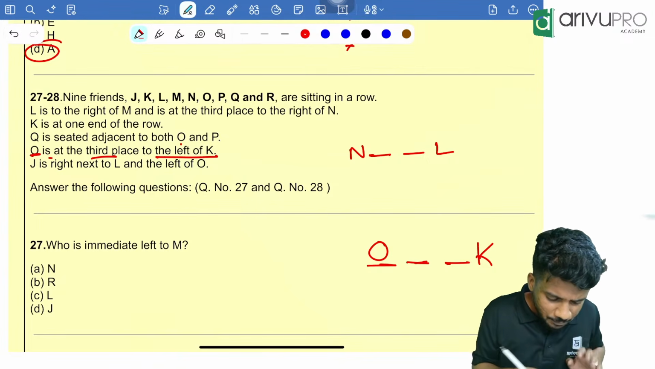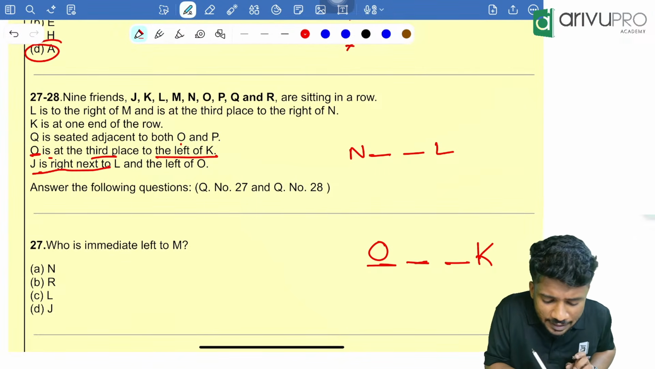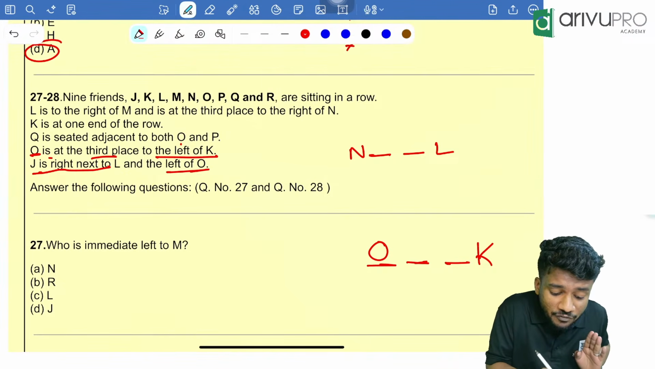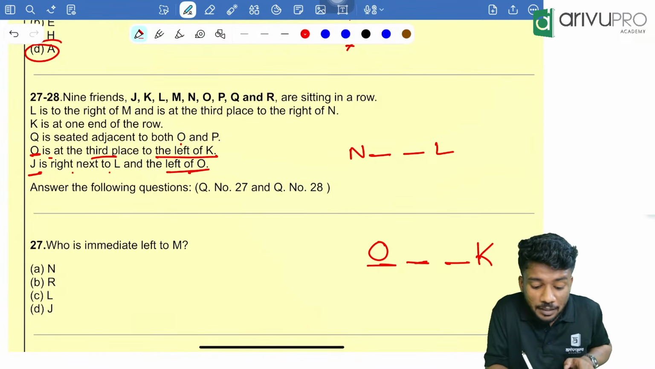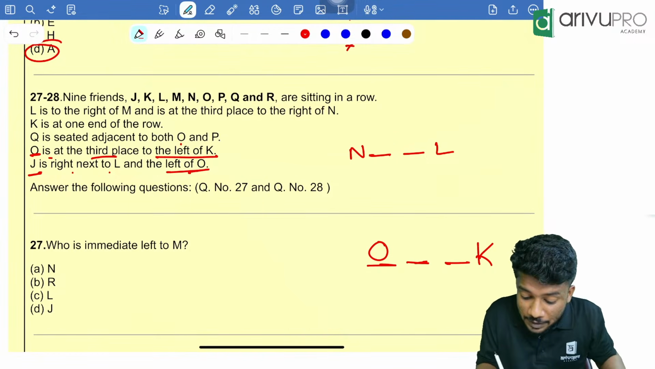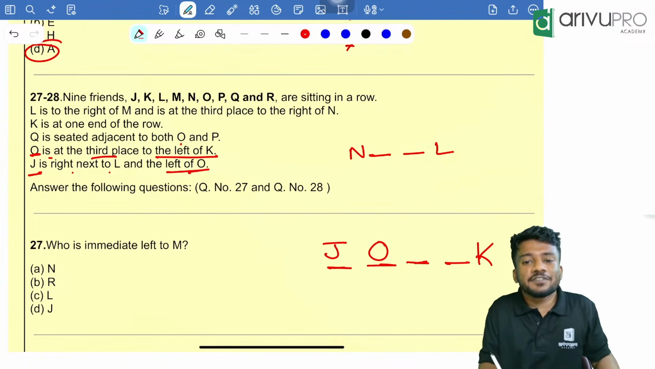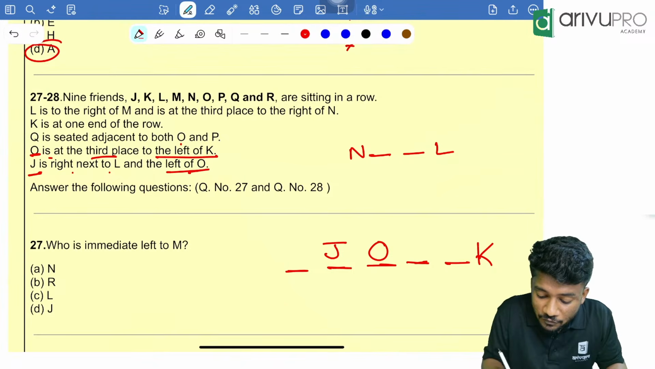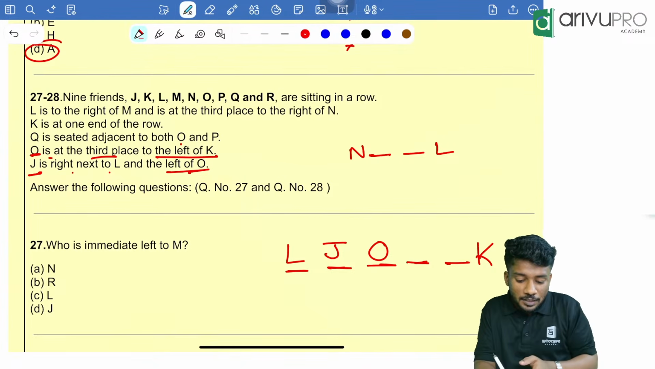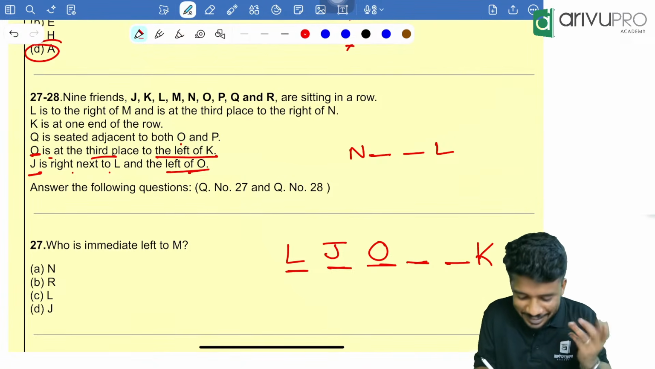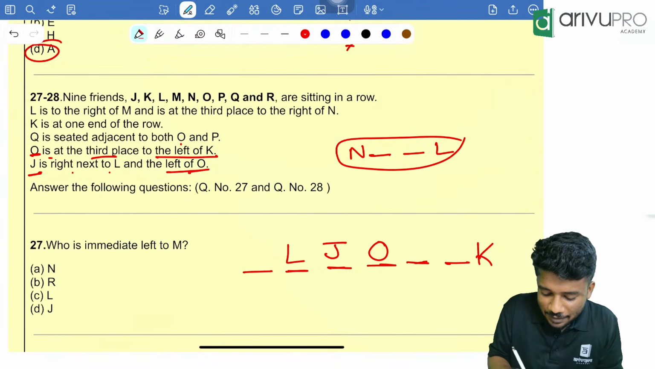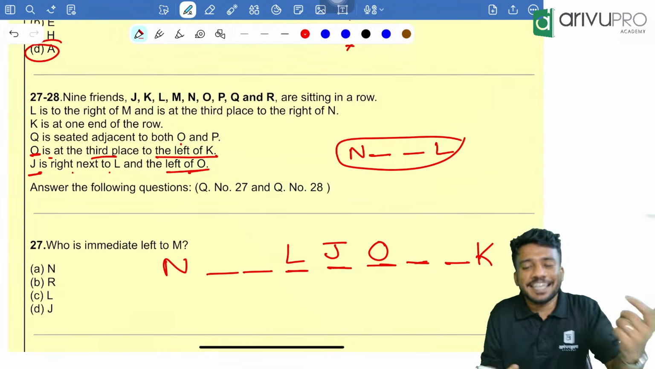Then what is given? J is right next to L. We don't know anything about that. J is to the right of L and to the left of O. That means J will be where? J will be over here. Then what else we know? J is to the right of L. Right next to L means what? L should be over here. Now we know something about L, right? If L is there, after 2 people, who is there? N is there.